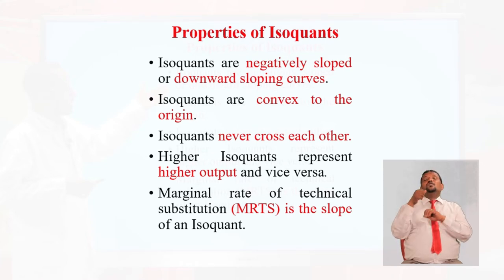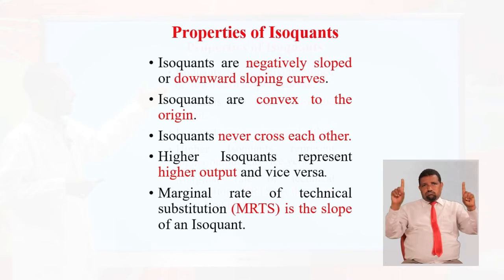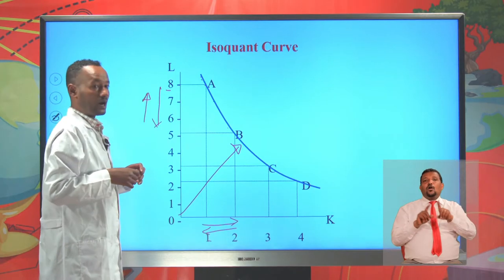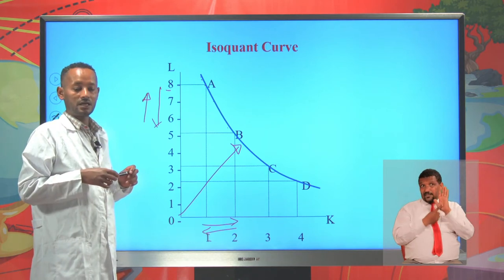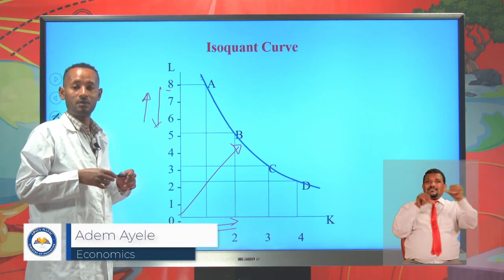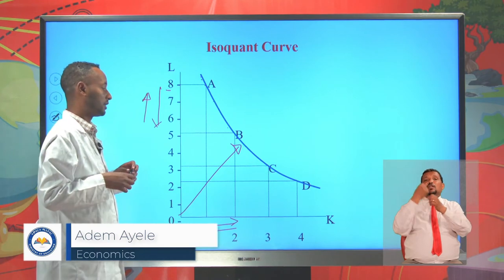Another property is that isoquants never cross each other. Cross-cutting isoquants indicate that there is inconsistent employment of the variable inputs, labor and capital.